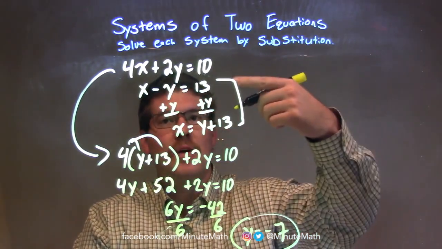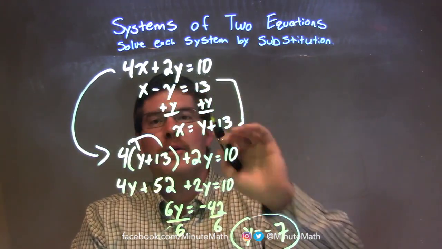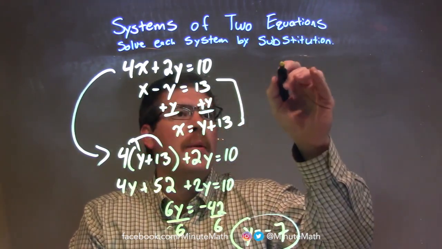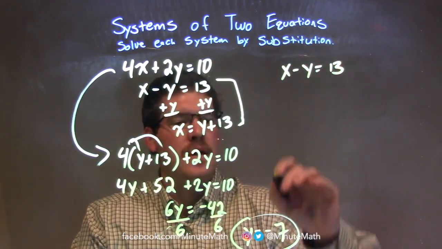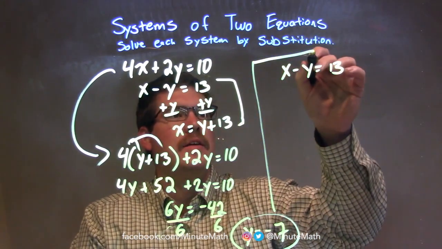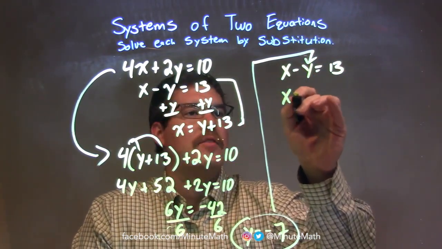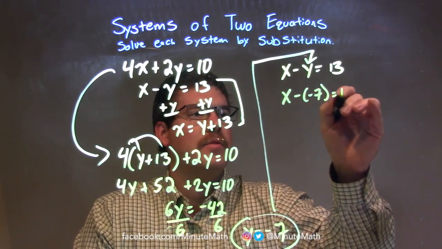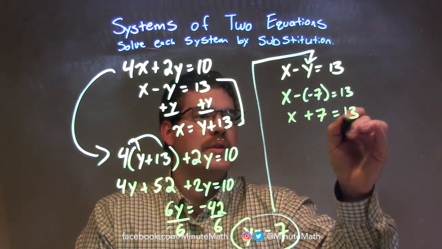I need to plug it back into one of my other equations to find the x value. Now, luckily for me, the second equation looks pretty easy. So I'm going to rewrite the second equation. x minus y equals 13. And we'll plug the negative 7 in for the y. So we have x minus a negative 7 equals 13, which is really x plus 7 equals 13.